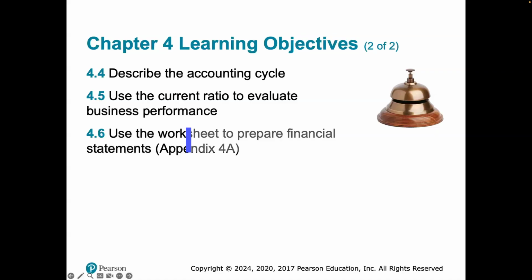And then we're going to use the worksheet to prepare financial statements, Appendix 4A. So this is 4.6, just a continuance of the last chapter's worksheet and how we are now continuing that worksheet to create financial statements. And so you see that we have the income statement on there, and you also see that we have the balance sheet on there, but we do not have a statement of retained earnings. So we're going to talk about how that differs from what we actually put out in statements, from what is on that worksheet.